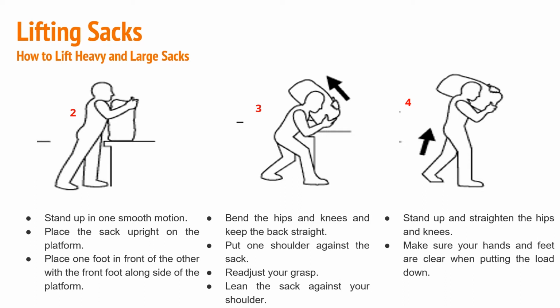Place the sack upright on the platform. Place one foot in front of the other with one foot alongside of the platform. In the third stage, bend the hips and knees and keep the back straight. Put one shoulder against the sack. Readjust your grasp, lean the sack against your shoulder. And finally, last stage, stand up and straighten the hips and knees. Make sure your hands and feet are clear when putting the load down.